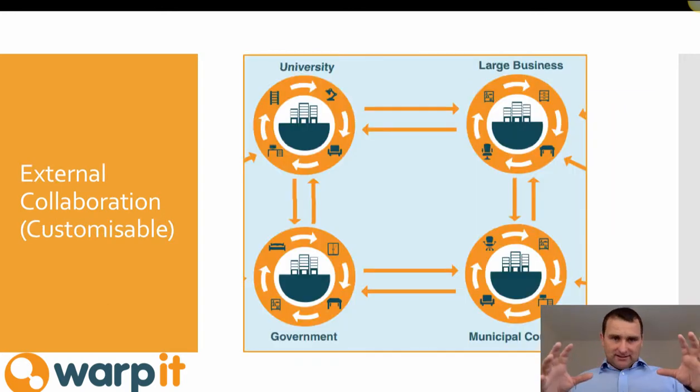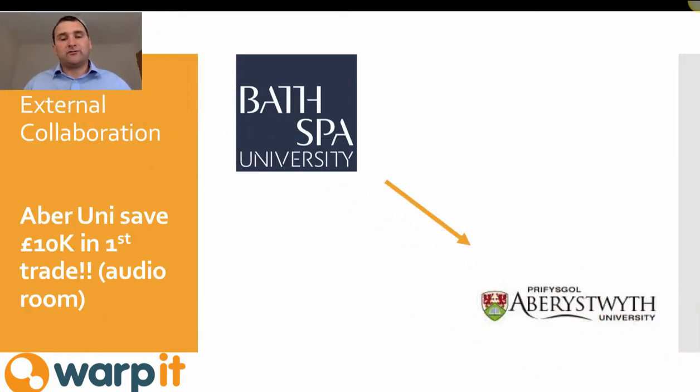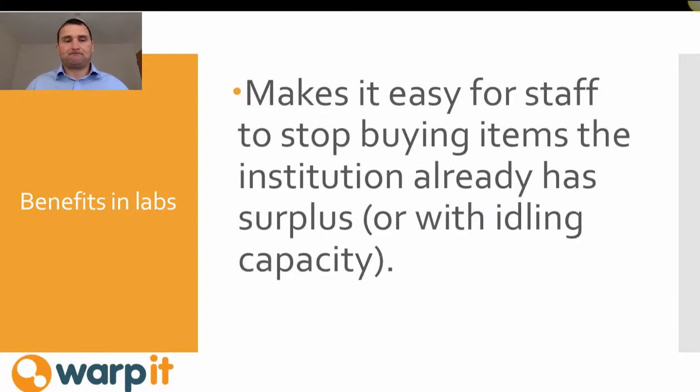So we set these marketplaces up inside institutions. The institutions can keep those marketplaces private for staff only, okay? But if they want, they can also friend or link up with other organisations in the area or within their specialism to swap surplus assets across organisational boundaries. Now that's customisable. A lot of our customers have private networks just for staff only, and a lot of them also link up with other organisations. For example, Aberystwyth University, their first trade on the Warbit system was to claim an audio room from Bath Spa University. Okay.